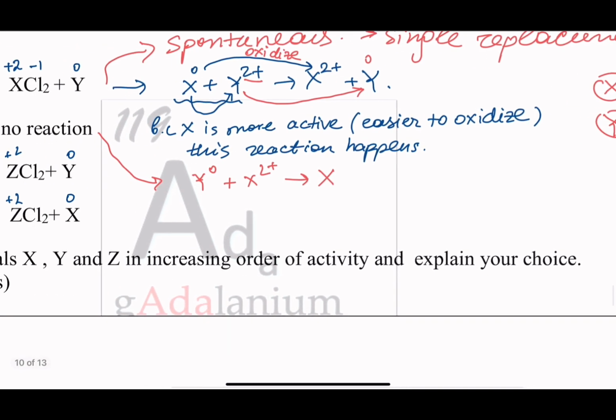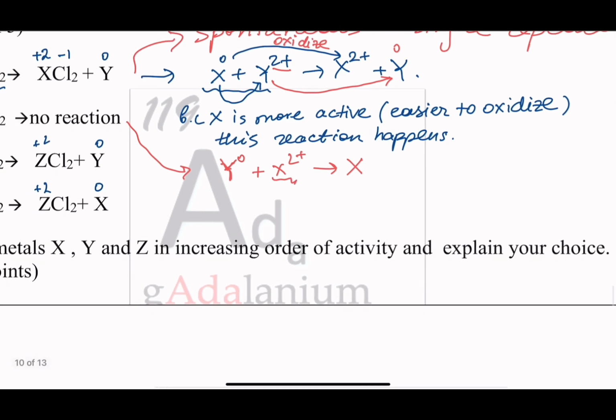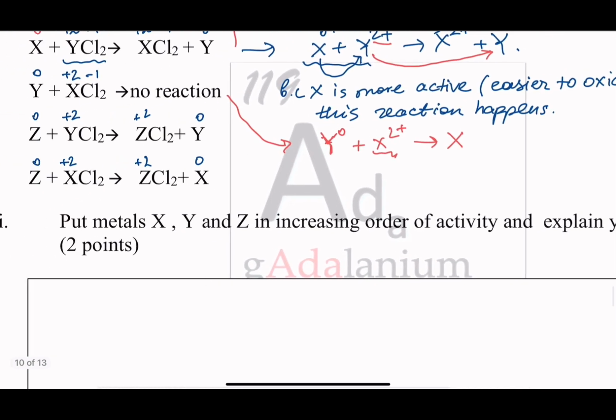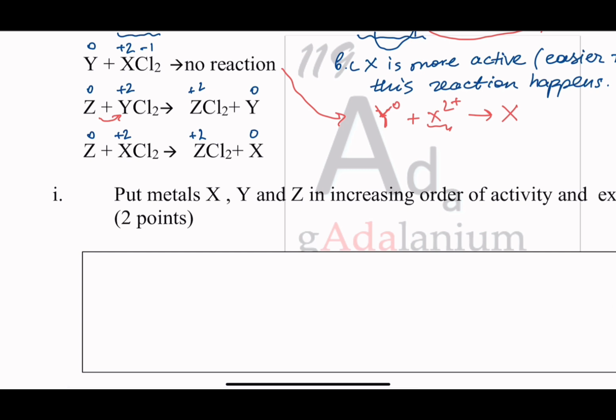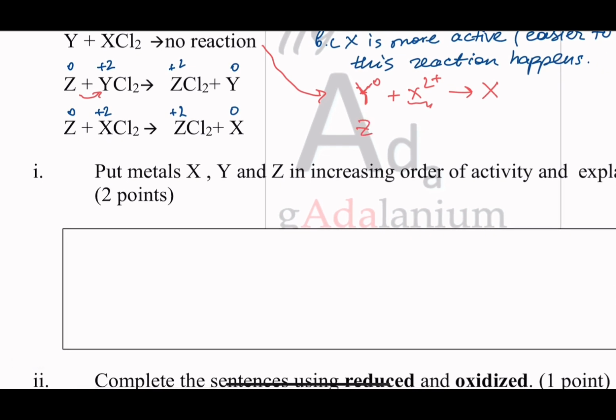Otherwise, if Y were stronger than X, more active, Y would oxidize and X would reduce. But this reaction didn't happen because of the activity series. Now we're looking at Z. Z is kicking it out, metaphorically, because Z is more active. Z oxidizes, and then Y reduces. Let's check with the signs.